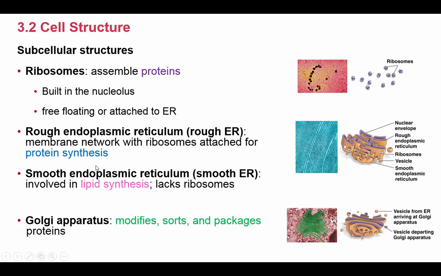Another organelle we see here is the Golgi apparatus. You may have also heard it referred to as the Golgi body or the Golgi complex, but our book calls it the Golgi apparatus. It's also known as the post office of the cell because it has the job of modifying, sorting, and packaging these proteins that were made in the rough ER.